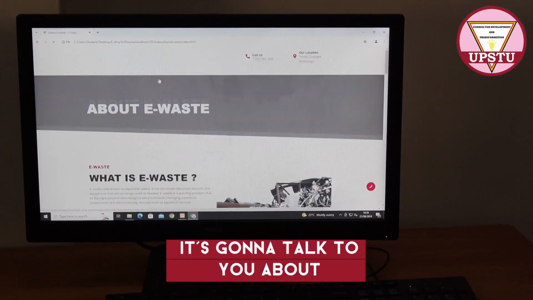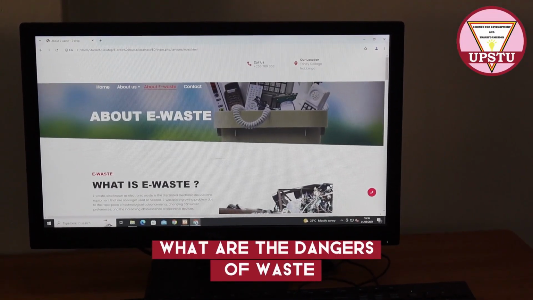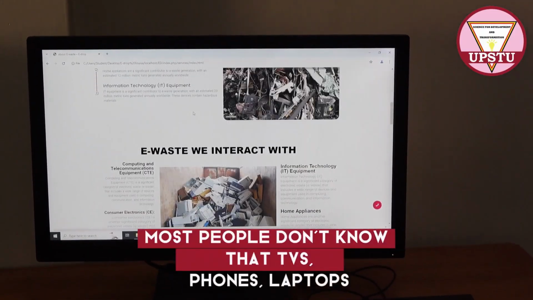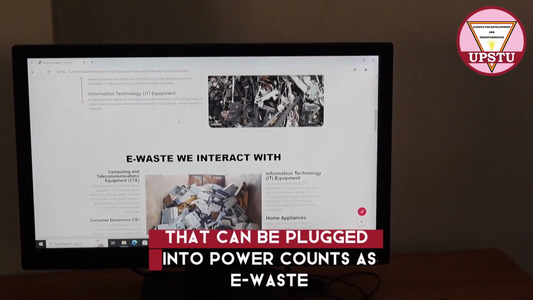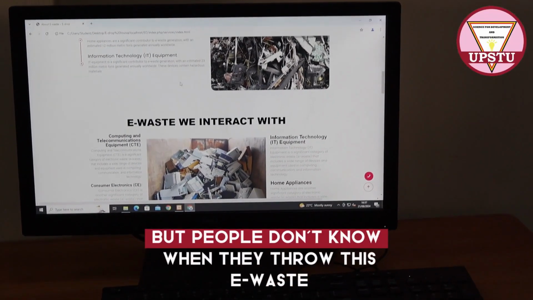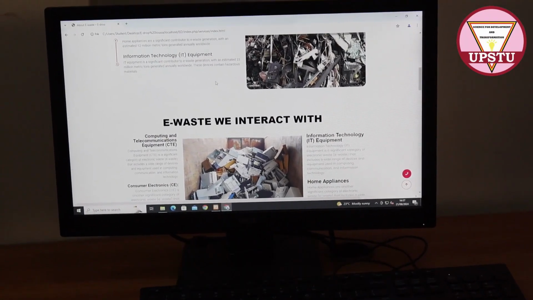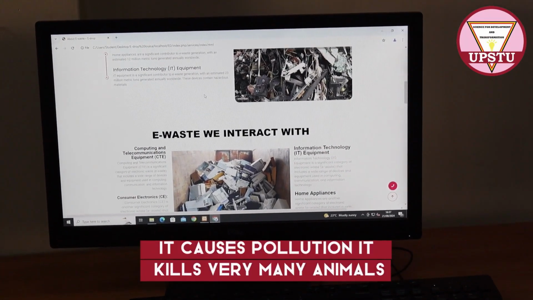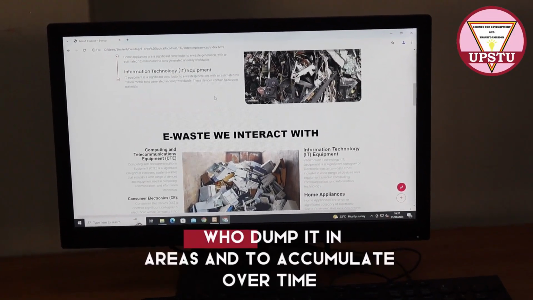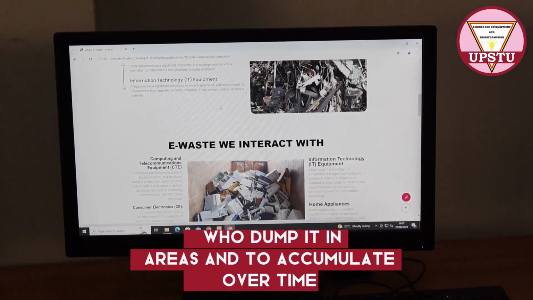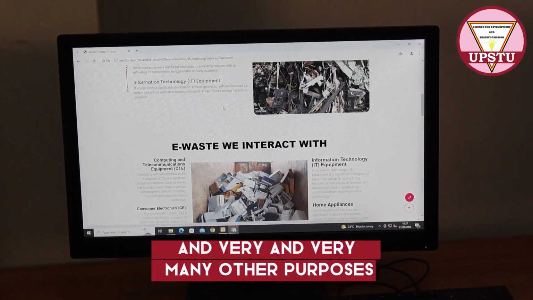It can sensitize people about what is e-waste, what are the dangers of e-waste. Most people don't know that TVs, phones, laptops, anything at home that can be plugged into power counts as e-waste. But people don't know when they throw this e-waste, what does it do? When it collects in these landfills, what happens? It causes pollution, it kills very many animals, and it affects the soil fertility for those who dump it in areas and it will accumulate over time. This hinders the areas from being used for agriculture and very many other purposes.